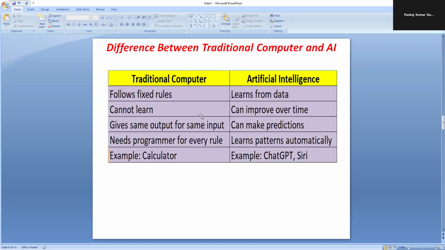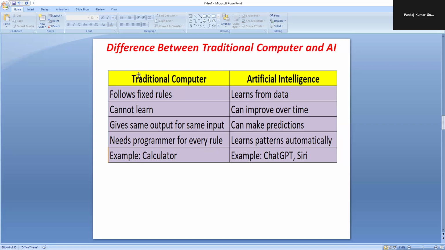Now the difference between a traditional computer and AI. A traditional computer follows fixed rules. Artificial intelligence learns from data. A traditional computer cannot learn, but it can follow your instructions perfectly, okay. An artificial intelligence system can improve its performance over time. A traditional computer gives the same output for the same input. In artificial intelligence, we can make predictions of the output.